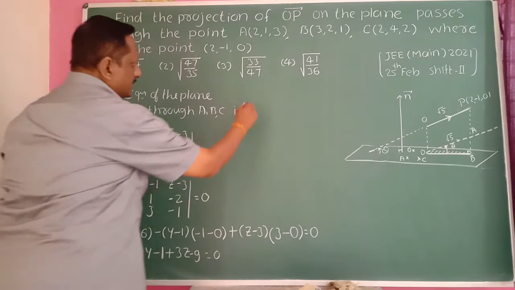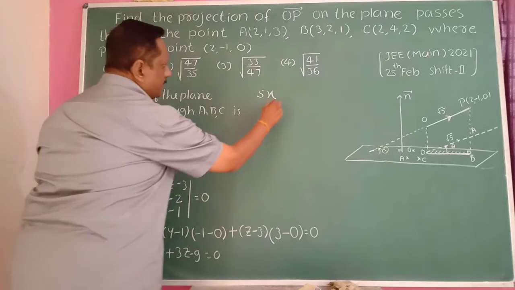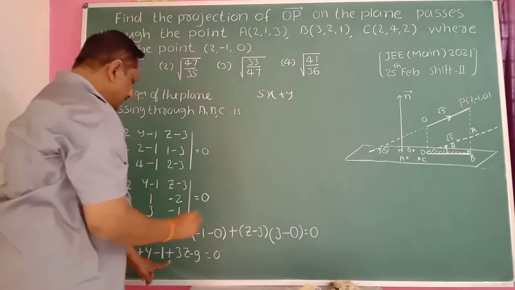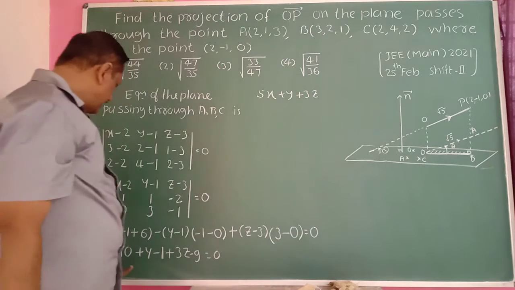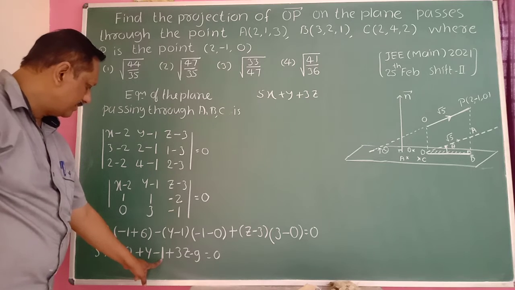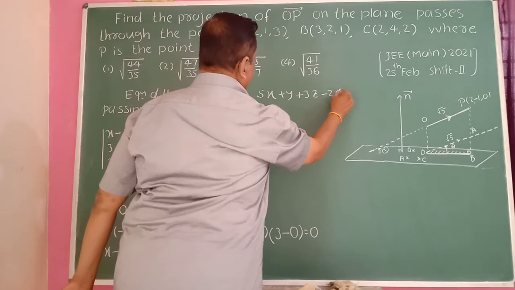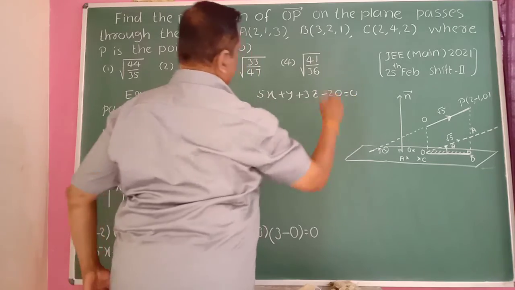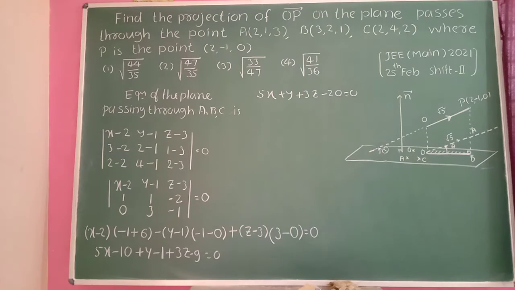Therefore 5x plus y plus 3z, and minus 10 minus 1 minus 9 is minus 20, equal to 0. So this is the equation of the plane.